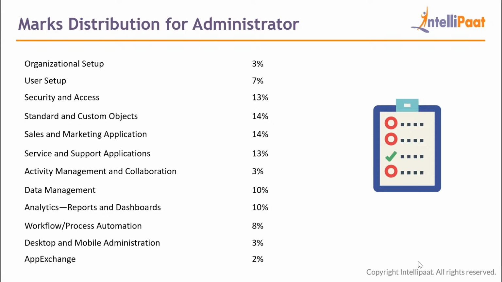Then workflow process automation. So this actually helps to automate the various business processes for employees as well as customers. So this has 8% of weightage. Then comes desktop and mobile administrator and app exchange, that contains 3% and 2% weightage.